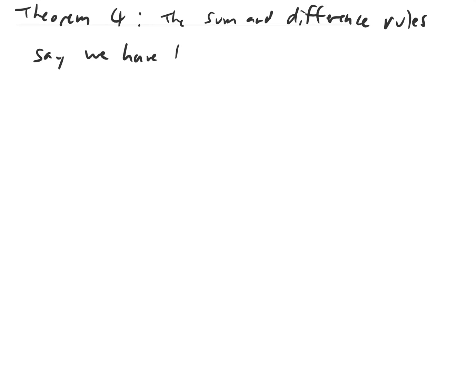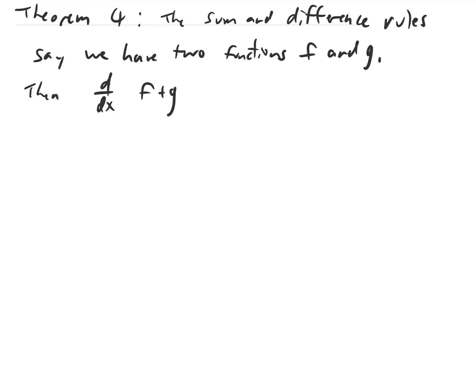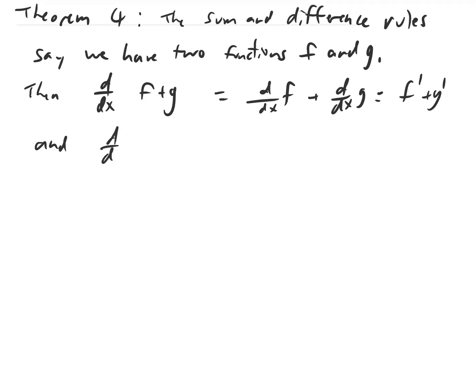Recall differentiation is a limit, so it has limit properties, like the sum and difference rules. So say we have two functions, f and g, that we know how to differentiate. All right, then the derivative of their sum, f plus g, is just the derivative of f plus the derivative of g. So f prime plus g prime. Just the easiest thing it could be. And similarly for differences of functions. The derivative of f minus g is equal to f prime minus g prime.